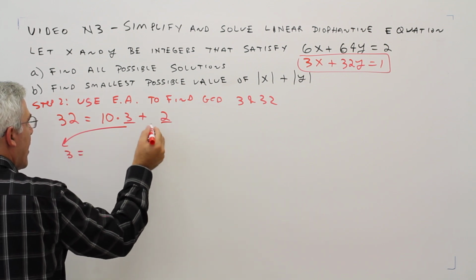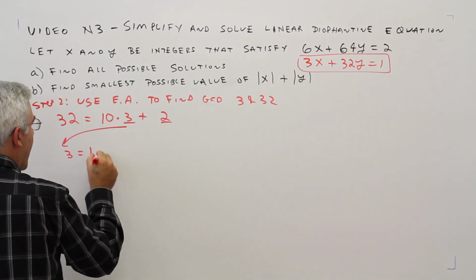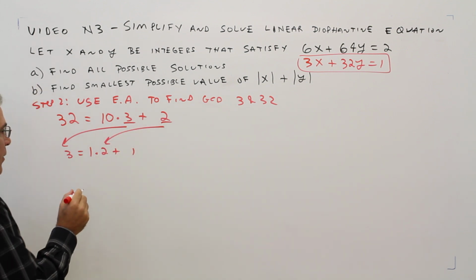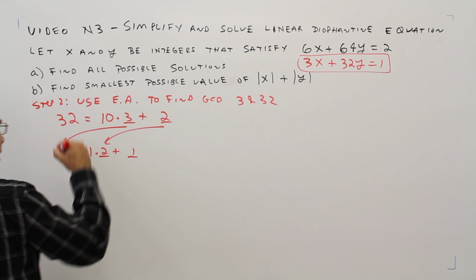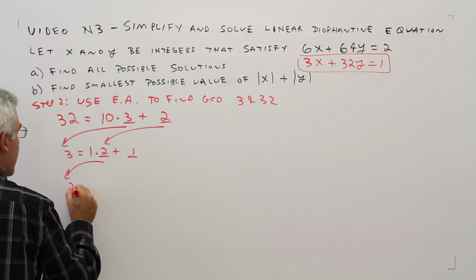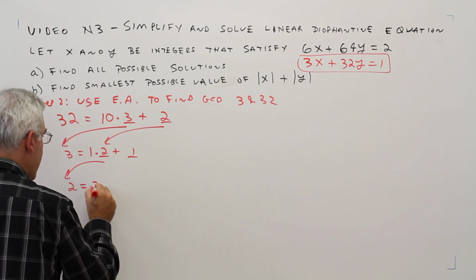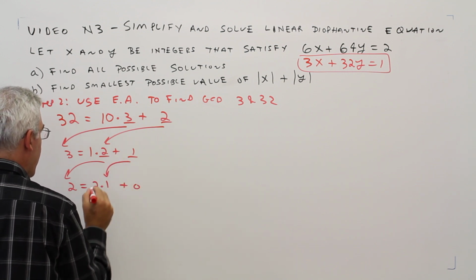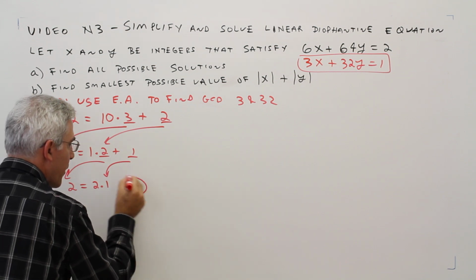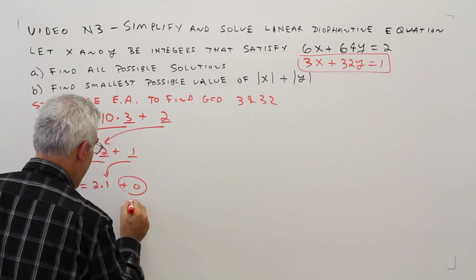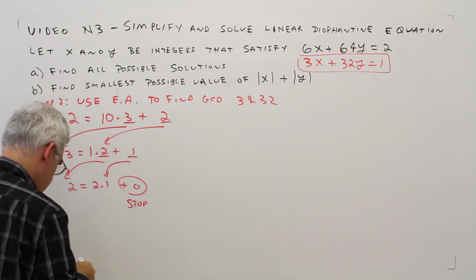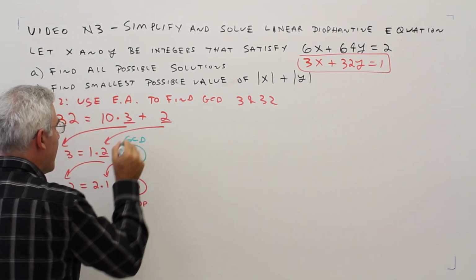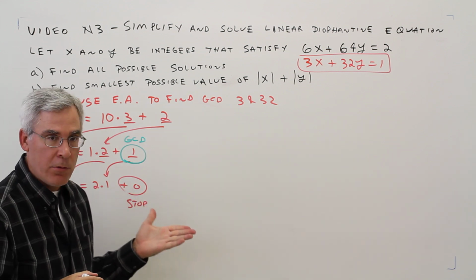3 equals 1 times 2 plus 1. That one went over there. Take the underlines. 2 equals 2 times 1 plus 0. Again, that one went over there. So once again, when you get a 0, we're going to stop. This is our greatest common divisor, as we knew.